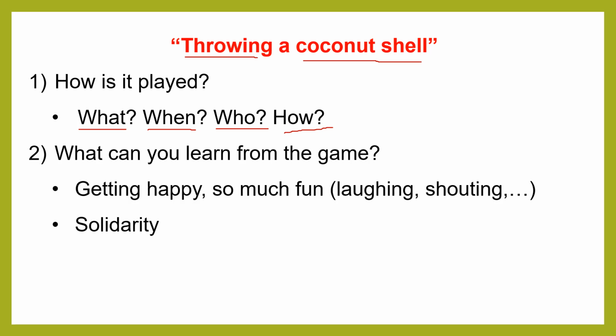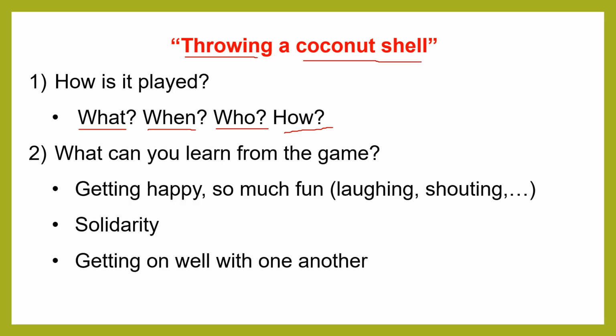And look at number two, it means solidarity as well, because in this kind of game we play together, we have to unite with each other, so we call it solidarity, and also getting on well with one another. You know that we got on well with one another because we play not only two people, two children, but in a group of three or four, five, six or seven, so they get on well with one another in the group playing this kind of game. So this is what we can learn from the game.